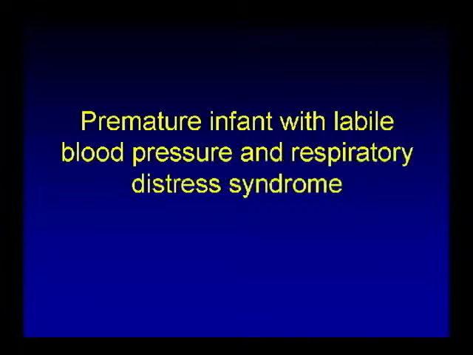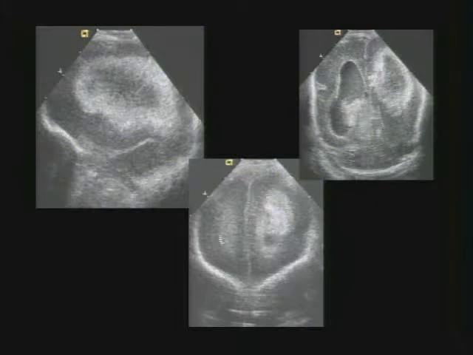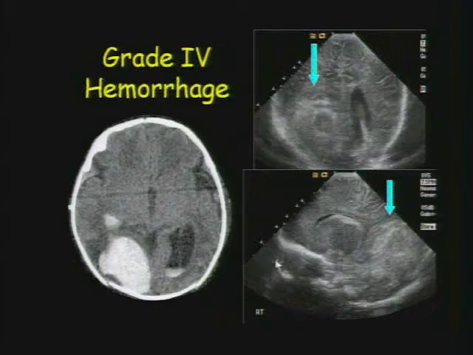Next case is a premature infant with labile blood pressure and respiratory distress syndrome. We have a head ultrasound showing an incredibly premature brain and no sulcation here, but we have abnormal increased echogenicity surrounding the left lateral ventricle, and more posteriorly, again, you can see that increased echogenicity surrounding the ventricle and also increased echogenicity and dilatation within the ventricles. That is a grade 4 hemorrhage.